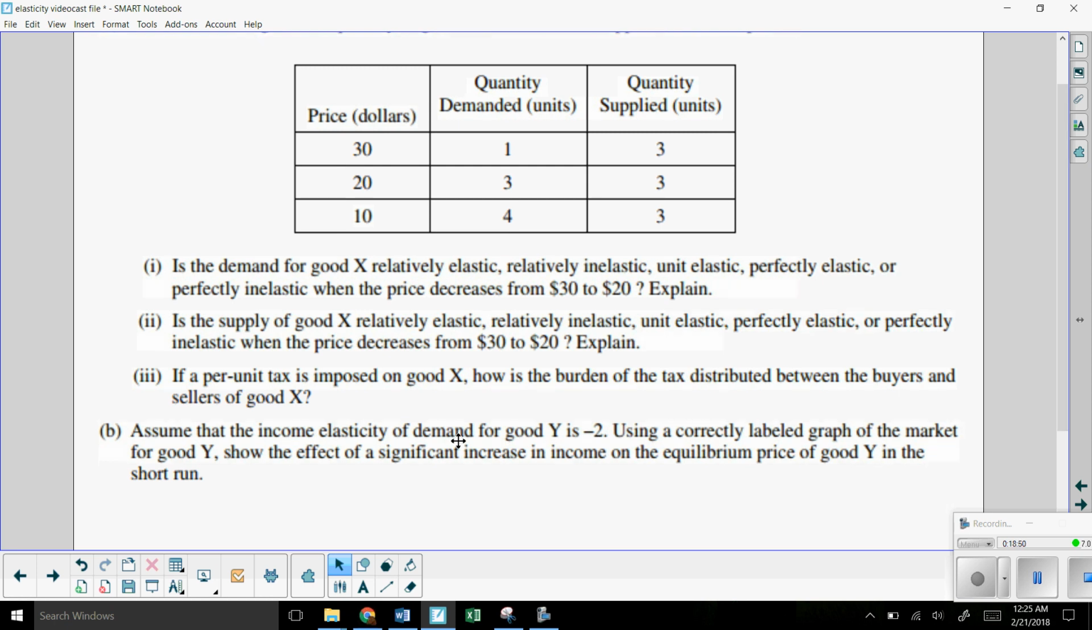Assume the income elasticity of demand for a good is -2. Show the effect of an increase in income on the price of the good. Well, you better process that and know that that's an inferior good. So an increase in income would cause me to buy less of it. If my income increased by 10%, I would buy 20% fewer good Y units. So that tells you that you should know to shift demand to the left on your graph for that simple problem.